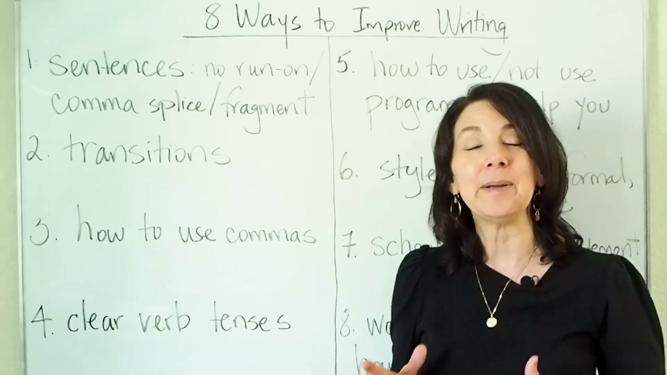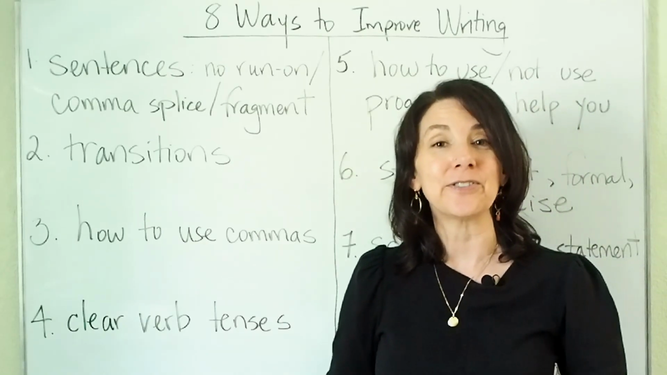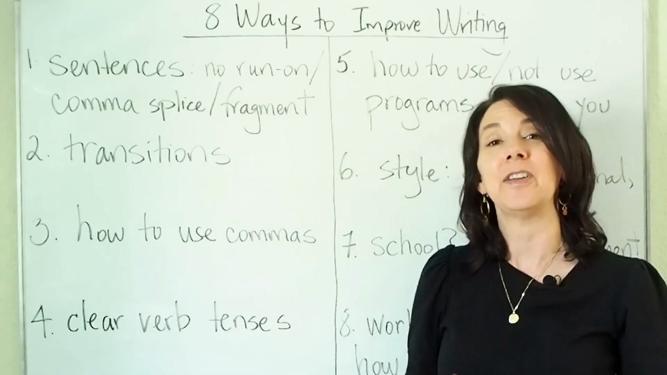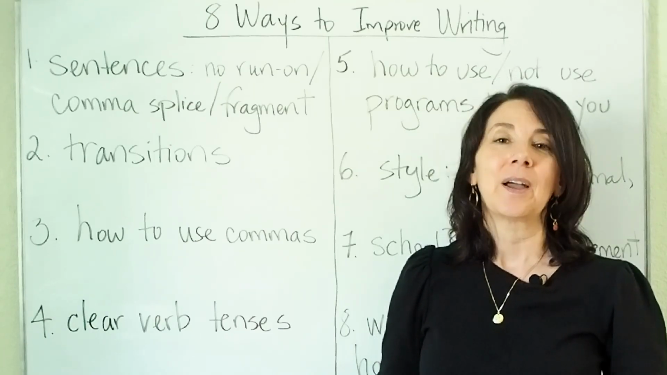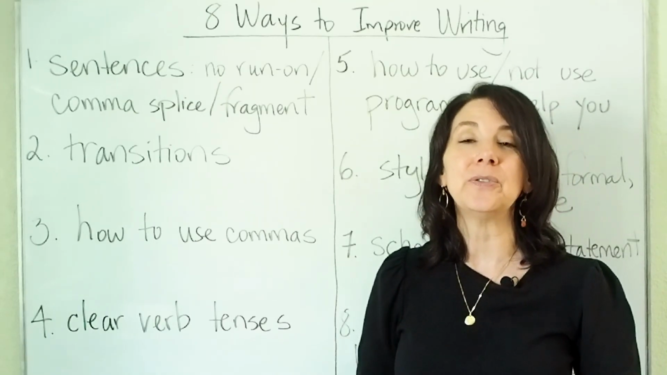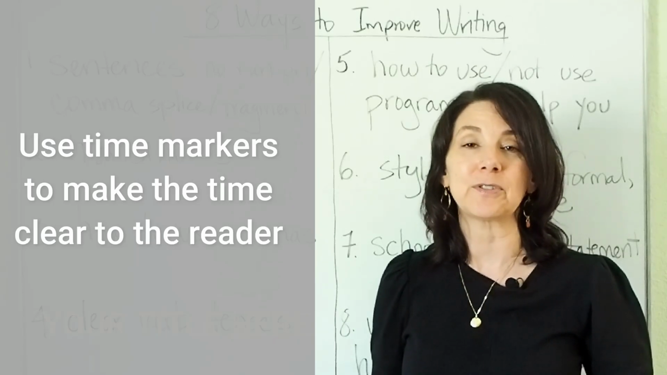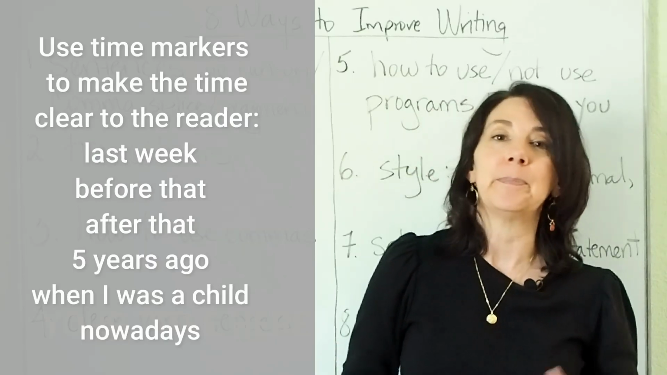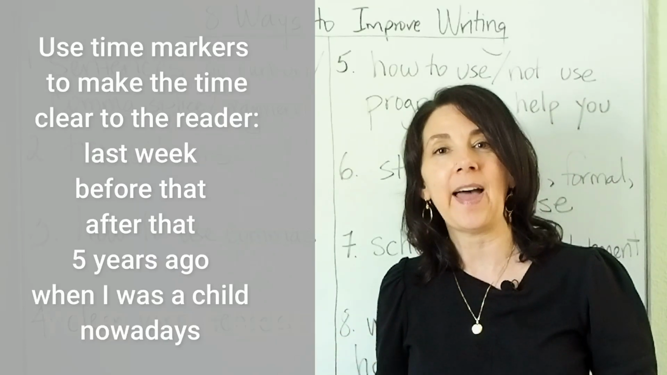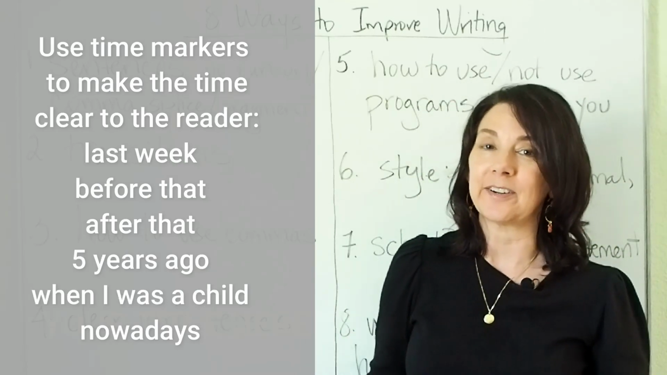But it is very important to use verb tenses clearly so that the reader understands the time that you are talking about and clearly understands your message. One tip for this is to use plenty of time markers so that the time of your story is clear. Use phrases like last year or before that, after that, 5 years ago, nowadays, etc.